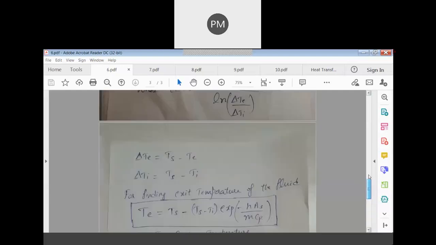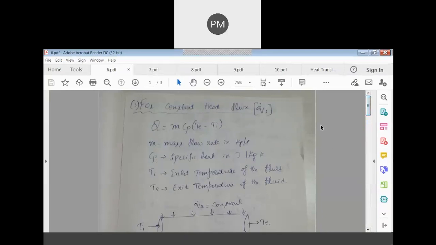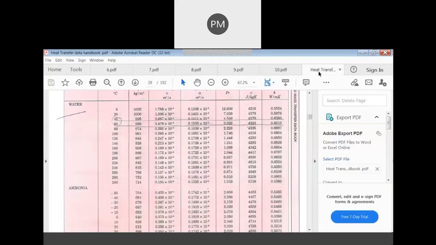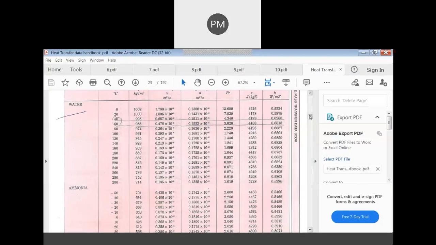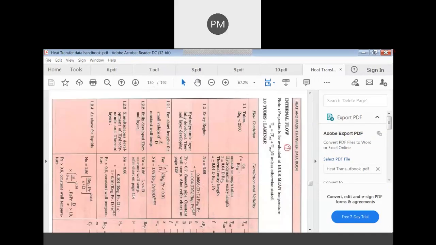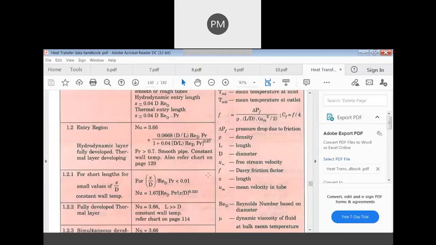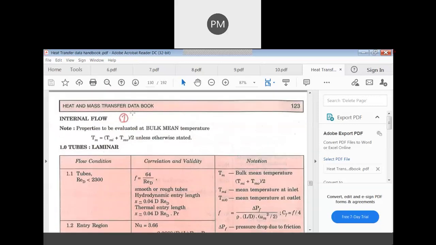Okay, so we'll do some numericals, and we'll come to know. But before that, let me explain the formulas which are to be used. See, in the heat transfer data handbook, page number 123, you can get internal flow. Earlier we have done the problems on external flow. Now we have to go to the internal flow.